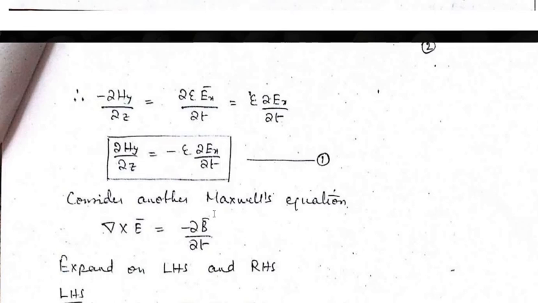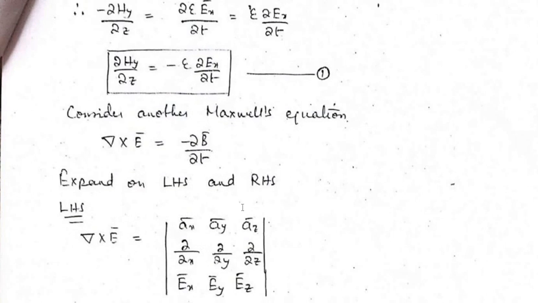Now we'll use another Maxwell's equation: del cross E is equal to minus dou B by dou T. This also we need to expand on the left side and the right side.